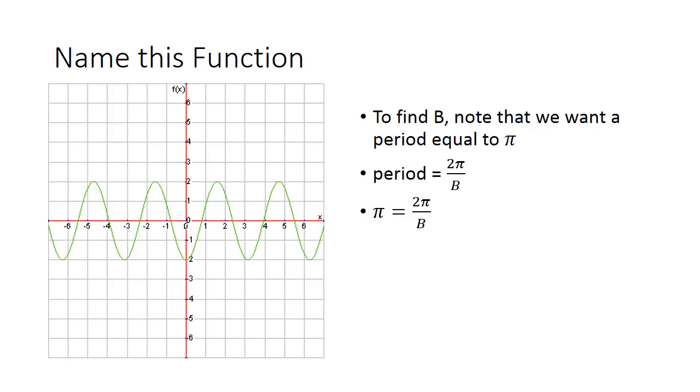So all we have to do is use some common algebra, flip this around, cancel the pi's, and what do we get? b equals 2. So now we've got the entire answer. y equals negative 2 cosine 2x. Okay? So there's your A, there's your amplitude, and there's your b, and there is no C because there's no phase shift.